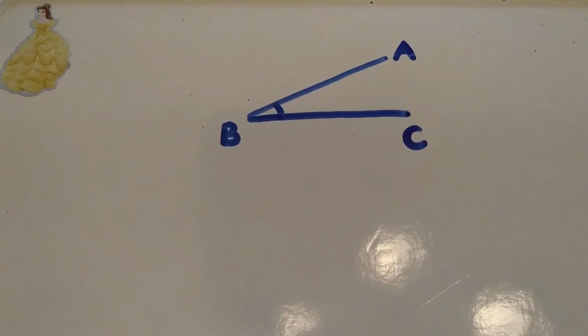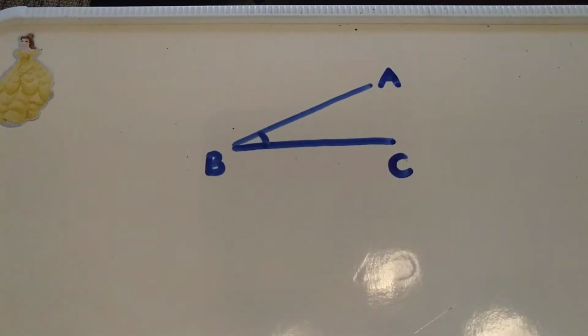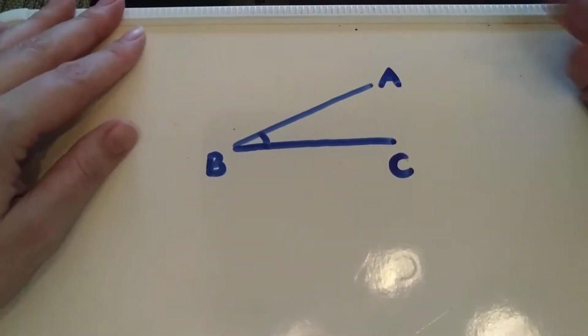This is video 1 of 2 about angles. In the first video, we're going to be talking about the different types of angles and what an angle is. And in the next video, we're going to talk about how to measure an angle using a protractor. So in this video, we're going to start talking about what exactly is an angle.